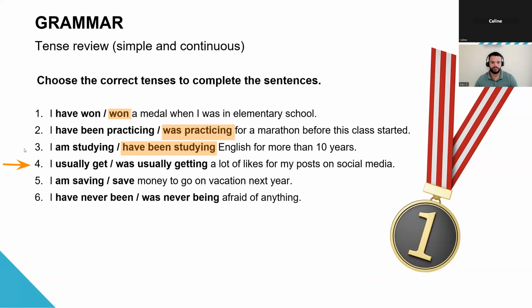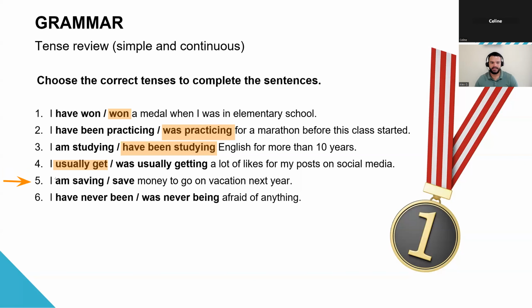I usually get a lot of likes for posts on social media. Excellent. Very good. This is a habit. This is something that is customary that happens from time to time. So we can't use the past. It has to be the present. I usually get. Number 5 says, I am saving or I save money to go on vacation next year.